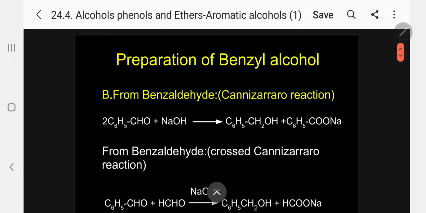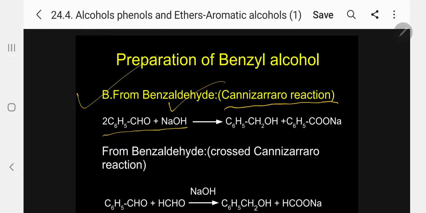And again, from benzaldehyde, there is another method, the famous Cannizzaro reaction. Simply by treating with sodium hydroxide, kindly follow, it undergoes reaction to produce benzyl alcohol and sodium benzoate. So two molecules of benzaldehyde undergo reaction with sodium hydroxide. So this is called the Cannizzaro reaction.